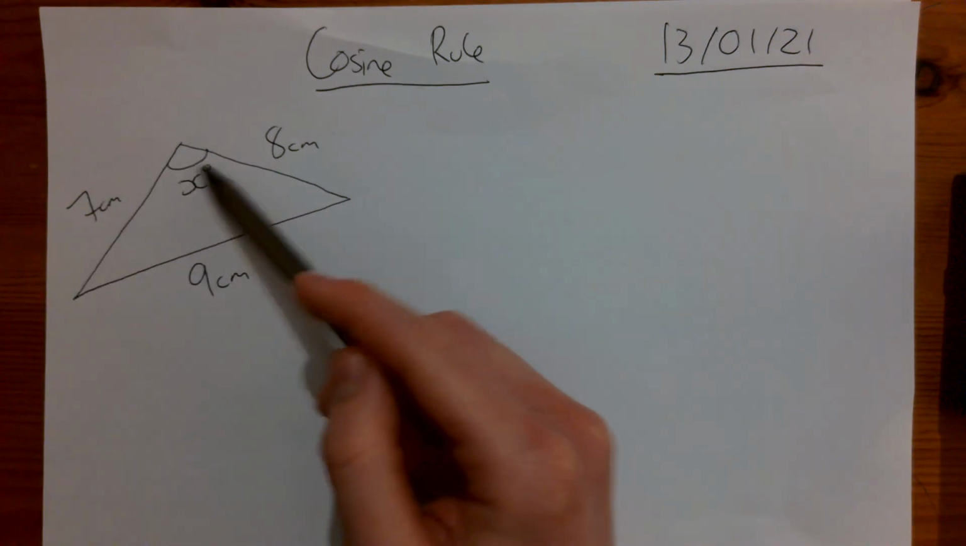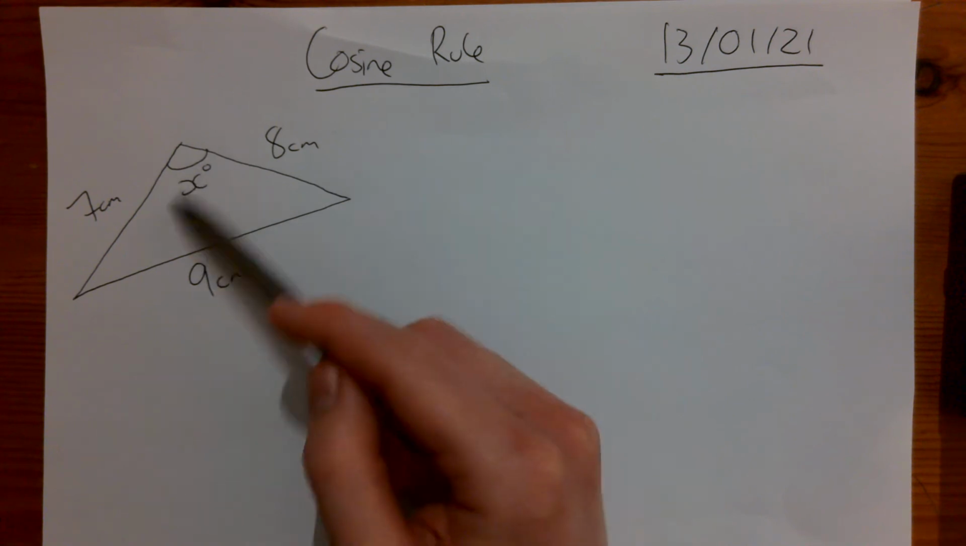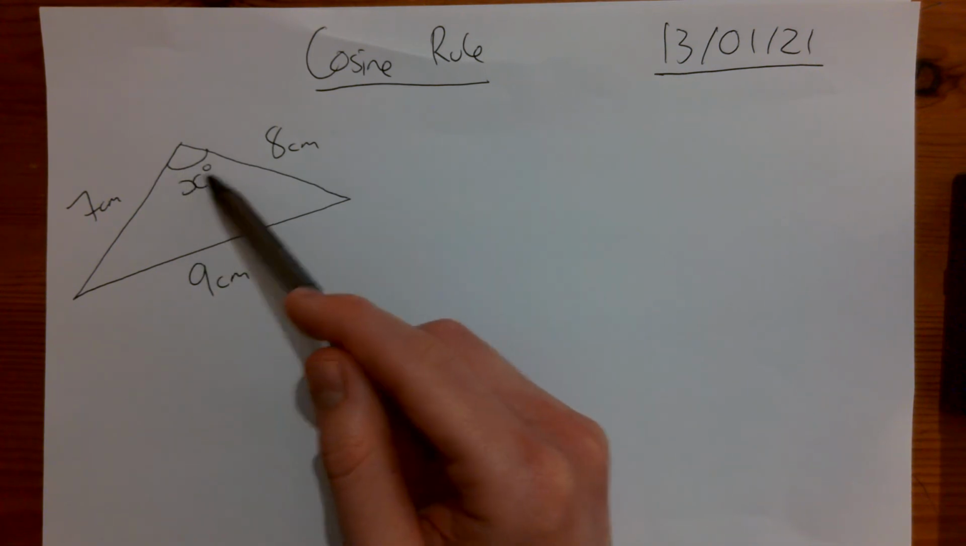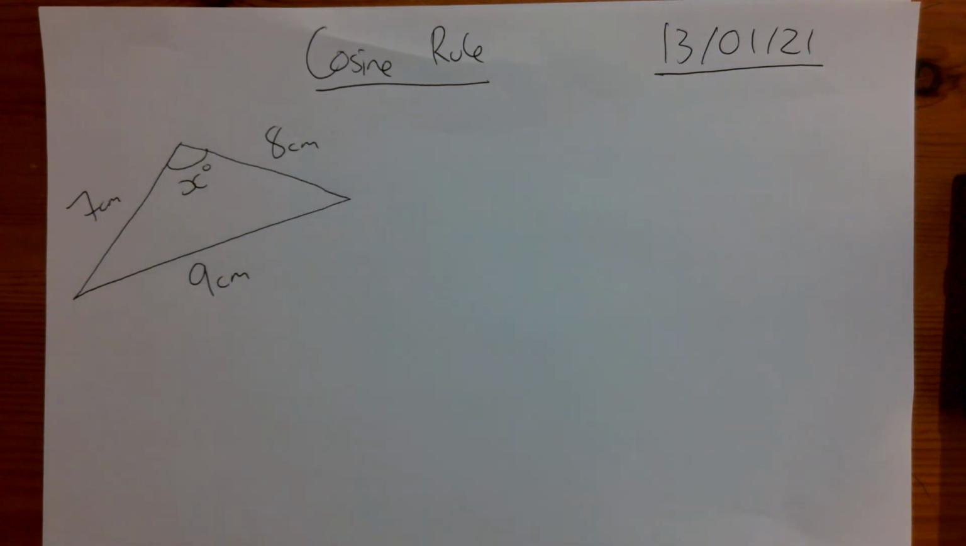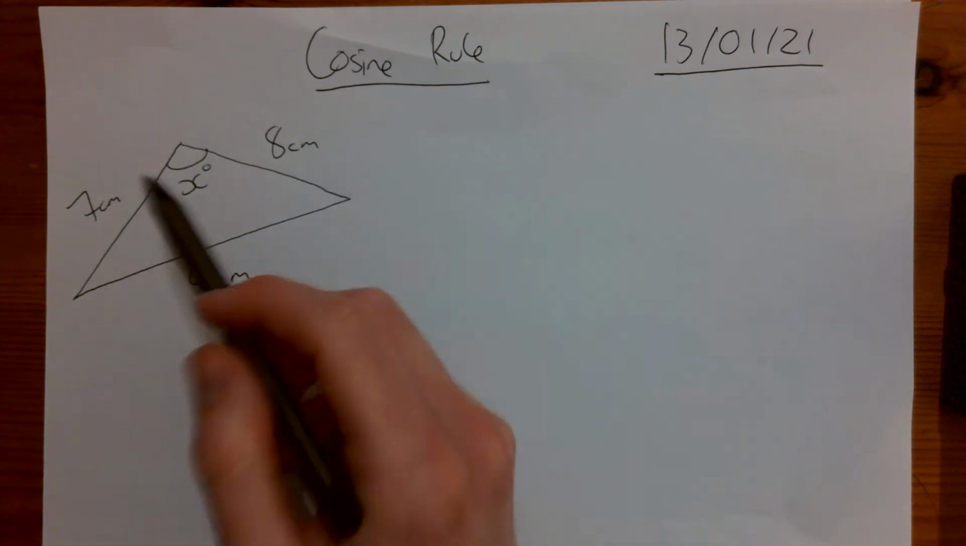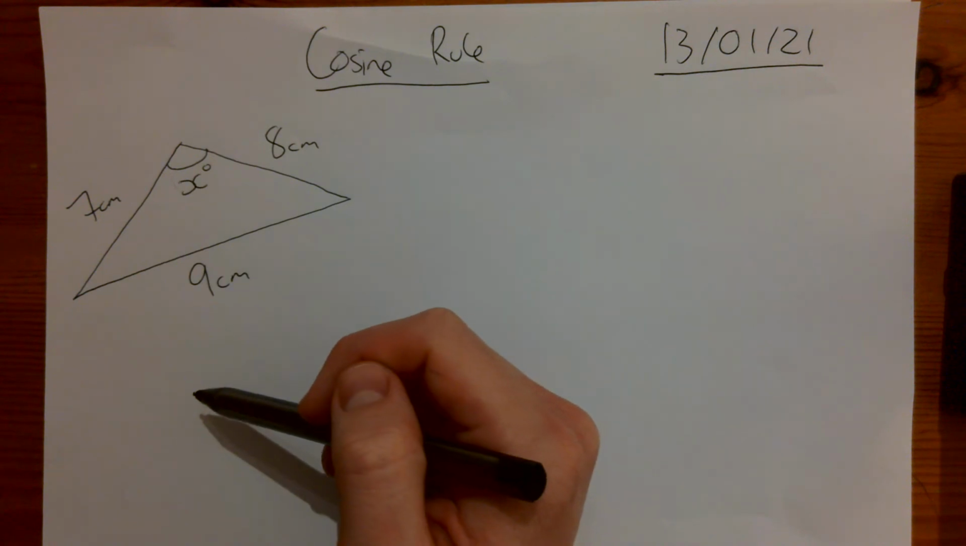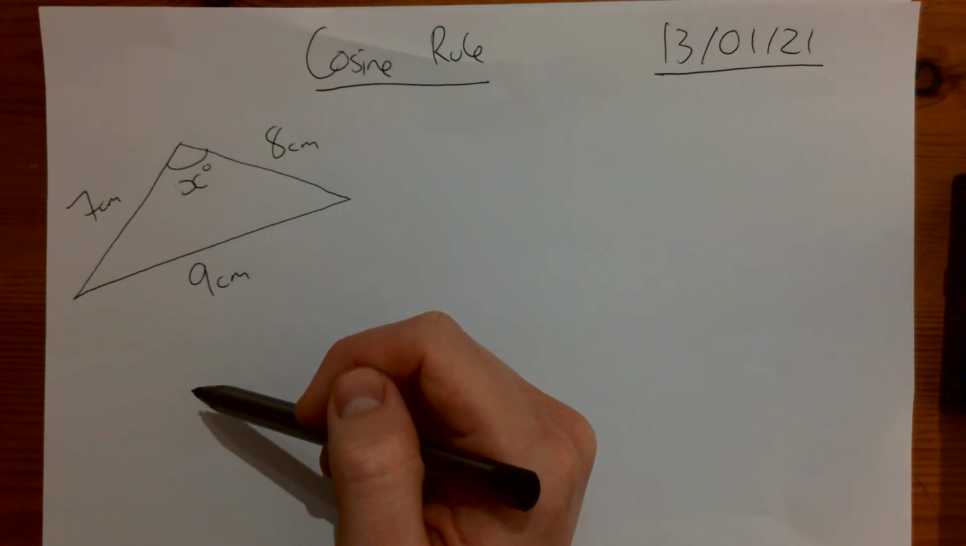Now here we need to find this angle x degrees, and our clue when we're finding an angle that it's cos rule is that we know all three sides. If we know all three sides of the triangle and we want to find an angle, then cosine rule is going to be our friend.